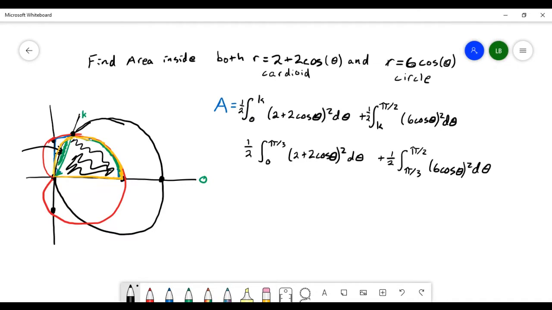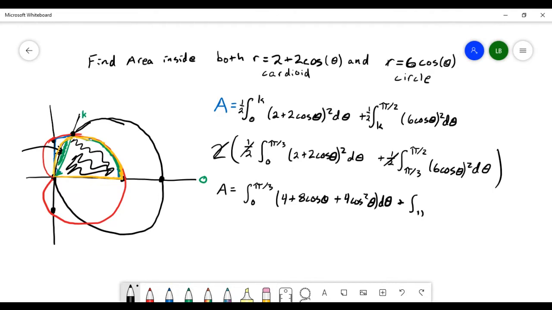And remember, since we're finding the total area underneath both of these, this blue area is just one half of it. So we would end up doubling it at the end. For simplicity's sake, I'm just going to go ahead and double this whole area now, and that cancels out all of our one halves. All right, so then our total area is the integral from 0 to pi over 3 of 4 plus 8 cosine theta plus 4 cosine squared theta, plus the integral from pi over 3 up to pi over 2 of 36 cosine squared theta.